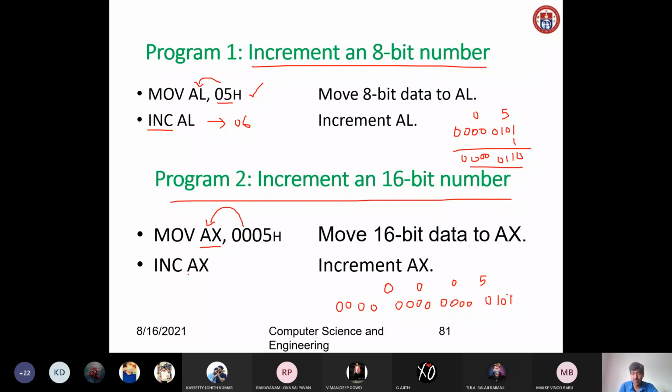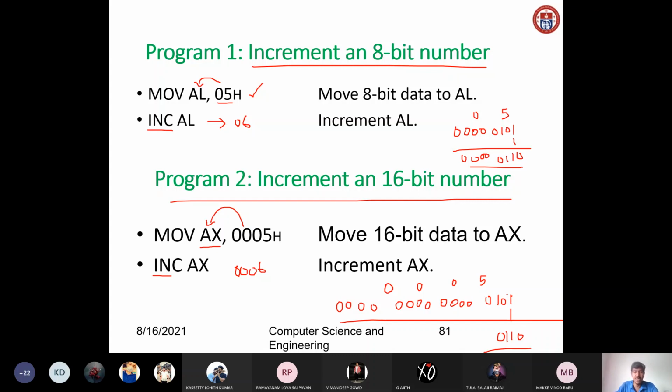Now I'm going to increment. In the second instruction, INC AX increments the AX value by 1. Now I'm adding 1 to AX, and the value I get is 0110. Now the value of AX is 0006. This is how we can increment a 16-bit number.